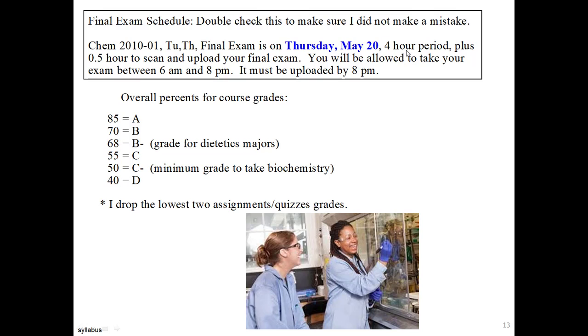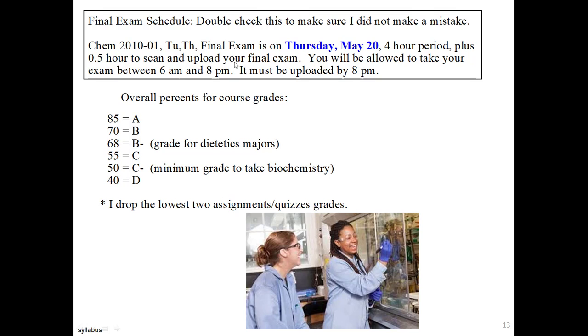Okay, so in the final, I'll give you a 4-hour window. So you can start whenever you want. But once you start, you got 4 hours to finish it, plus an extra half hour to scan it and upload it. So you can take it any time in here, but remember, it's got to be in by 8. So if we go backwards, that would be like 4 o'clock, say 3:30. So if you started at 3:30, you'd have 4.5 hours to get it in by 8.